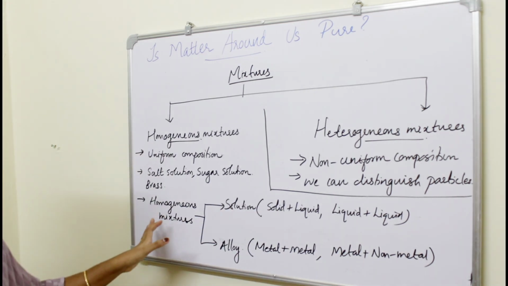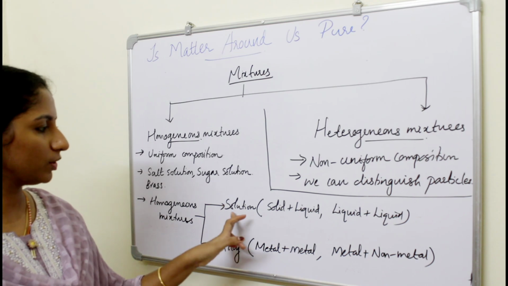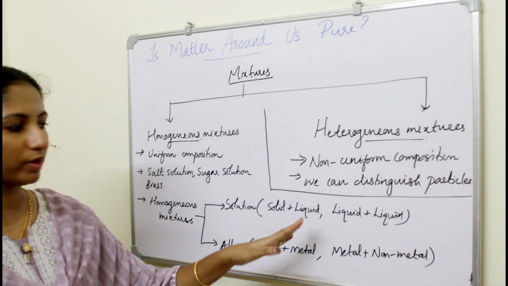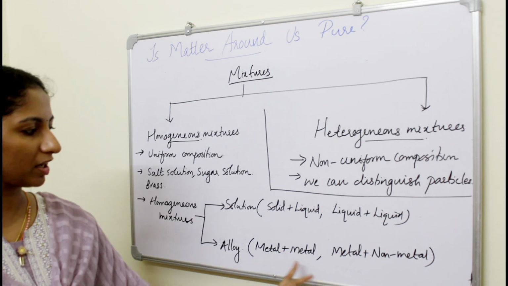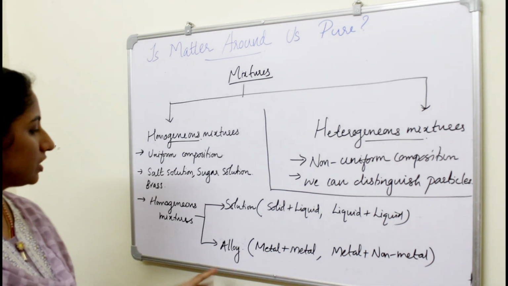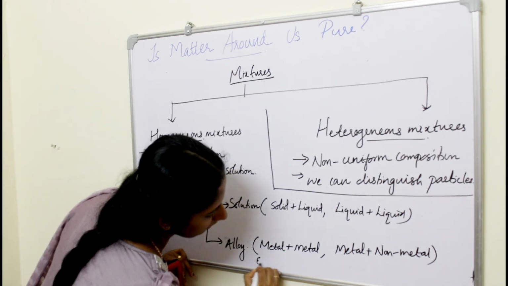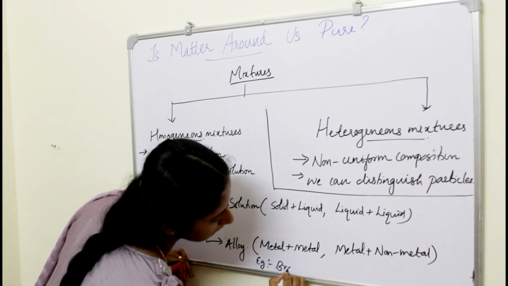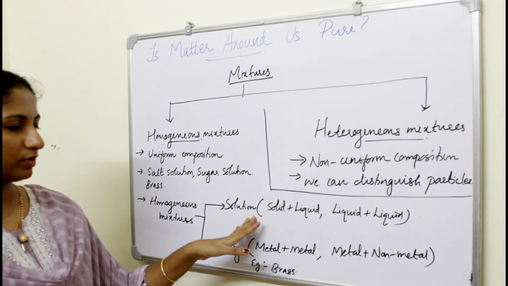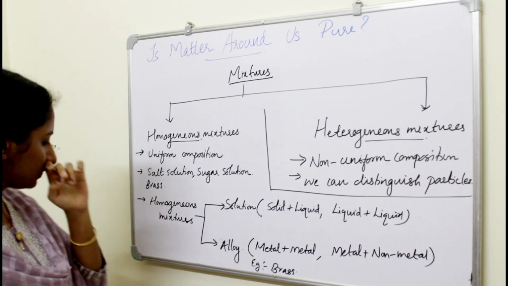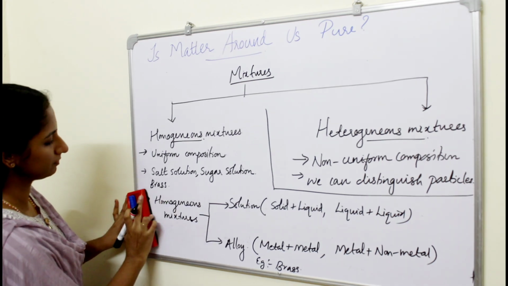So homogeneous mixtures can be divided into two: solution and alloys. A solution is a combination of solid and liquid, or liquid and liquid. In the case of alloys, it is a combination of metal and metal, or metal and non-metal. The example for alloy is brass. Salt solution and sugar solution are examples of solution.